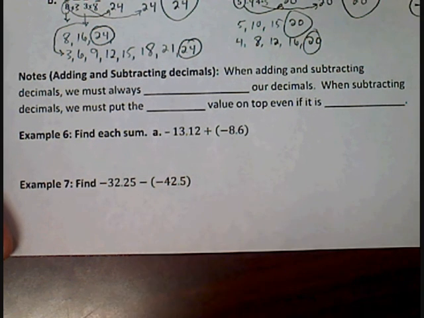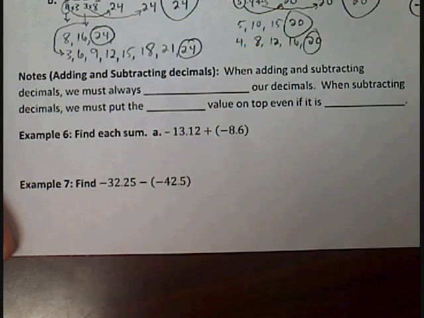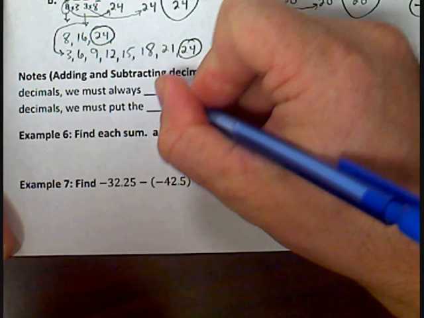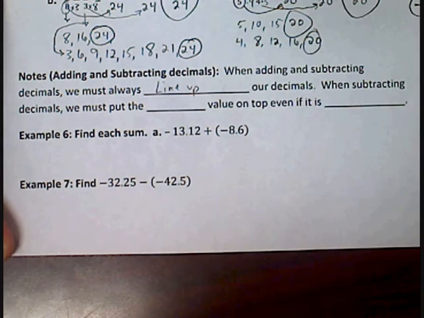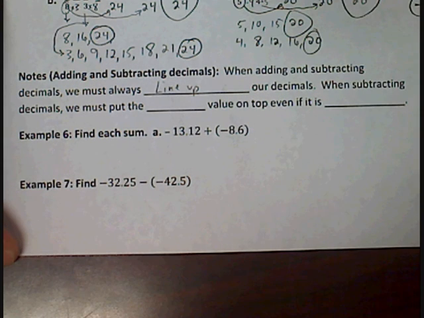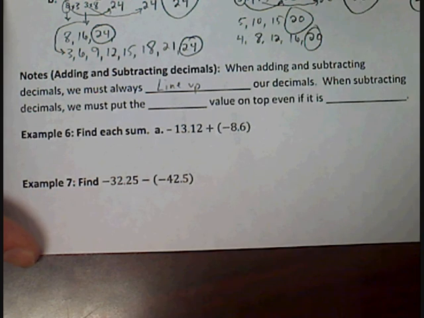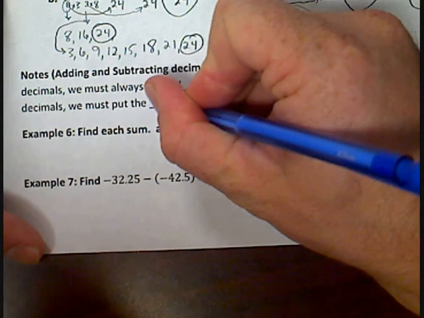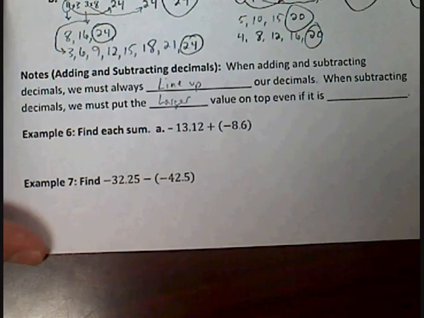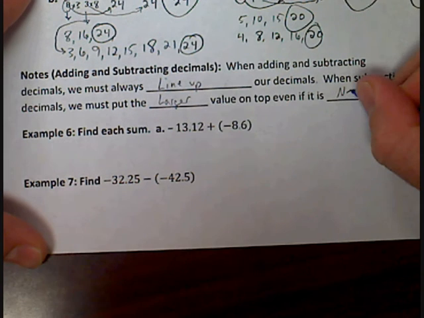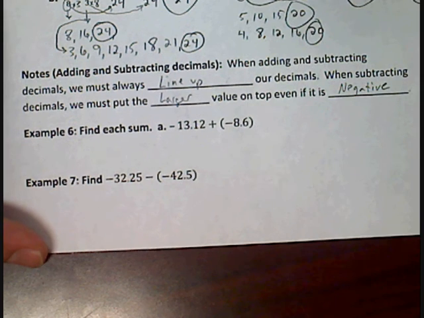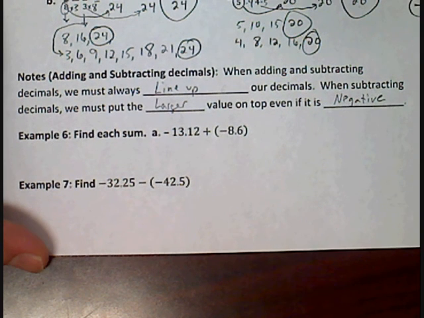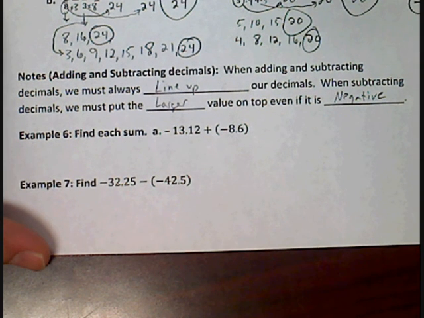When adding and subtracting decimals, we must always line up our decimals. When subtracting decimals, we put the larger value on top, even if it is negative. I've actually taught you that already, but I want to stress that, especially whenever we are dealing with decimals and negative numbers.